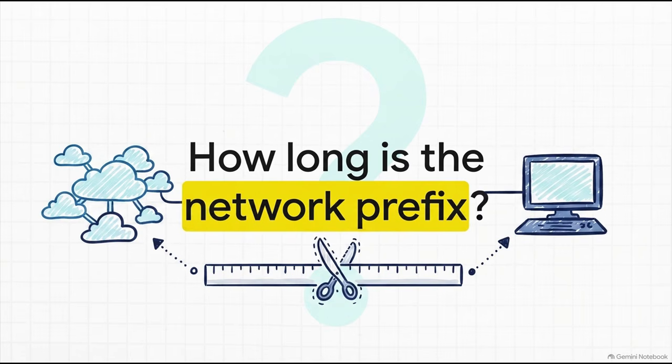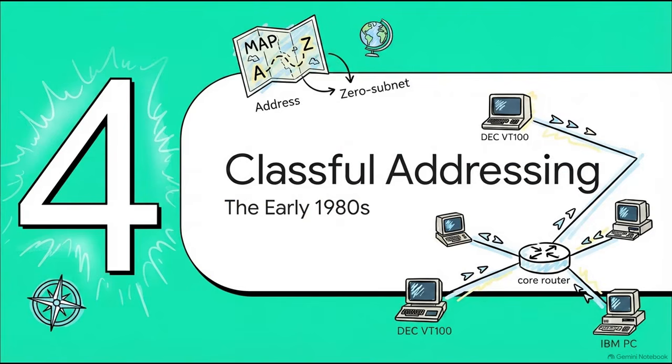First, it encodes a network prefix, identifying the broader network you're on. Second, it encodes a specific host number, identifying your exact device on that network. So this leaves us faced with a vital routing question. Looking at a string of numbers, how does the system actually know where the network prefix ends and the host number begins? To find the answer, let's head into Section 4, the classful addressing era.